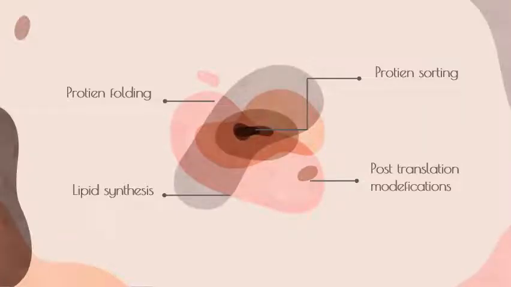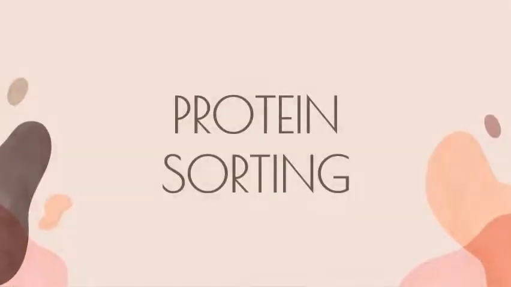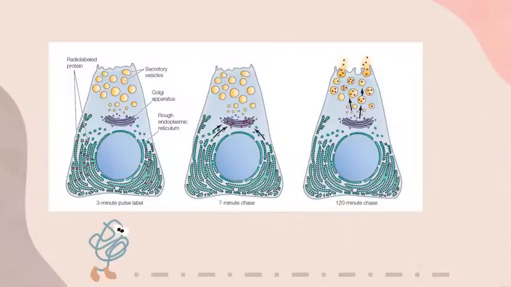We will cover in the coming slides these topics, which are protein sorting, folding, lipid synthesis, and post-translational modification. First of all, we will talk about protein sorting. In this experiment, we will discover the pathway of the secretory proteins. When it's synthesized, where does it go? What's its pathway?